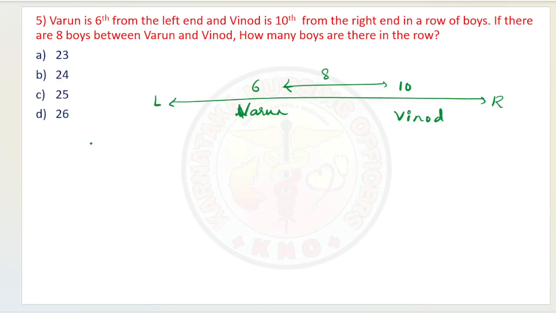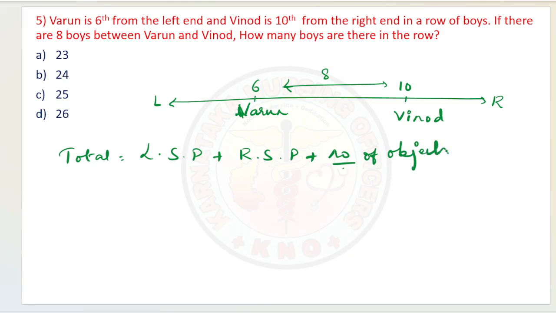To calculate the total number of boys when the number of boys between the two positions is given, that is left and right position, we have a formula, right? Total is equal to left side position plus right side position plus the number of objects between the two positions, that is left and right position. So this is the formula.